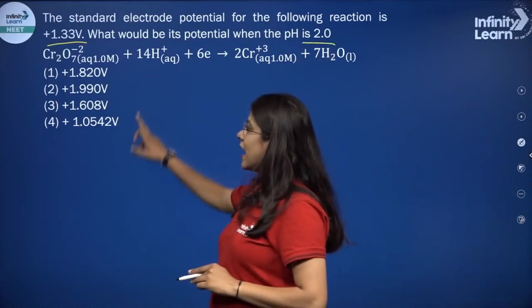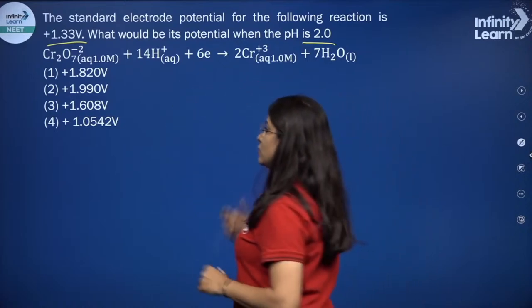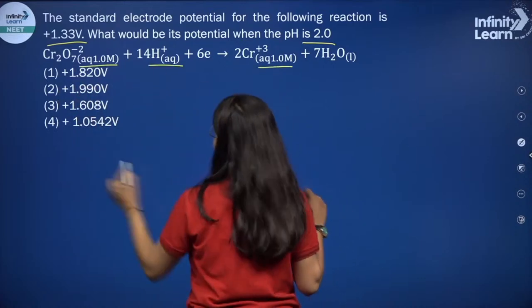So this is the reaction which is given to us. We need to calculate the value of electrode potential. So Nernst equation dekh le, mujhe dikh raha hai yahan par ions hai, yahan par bhi hai, yahan par bhi hai. So kya hota hai?